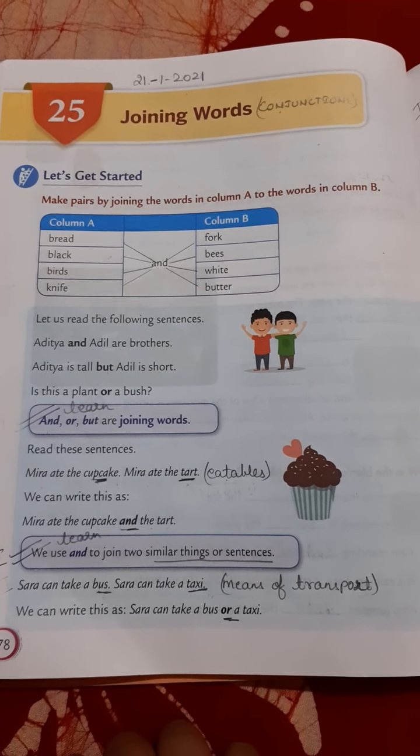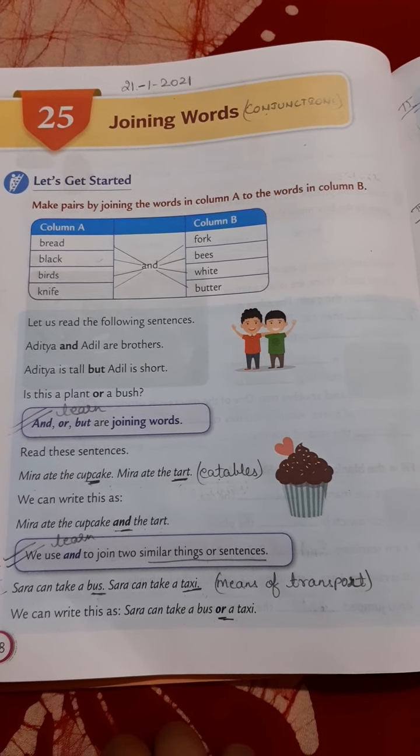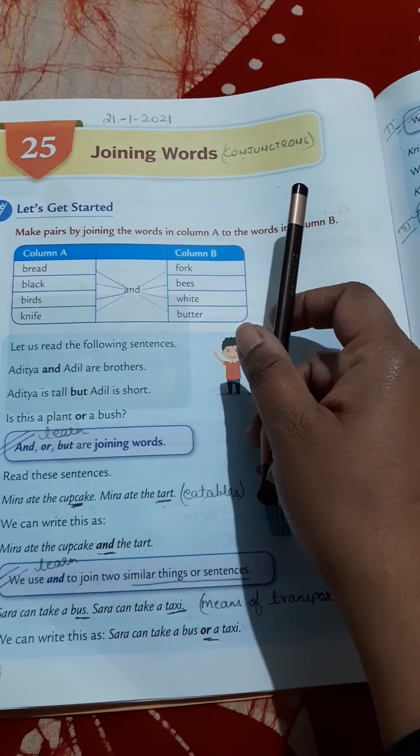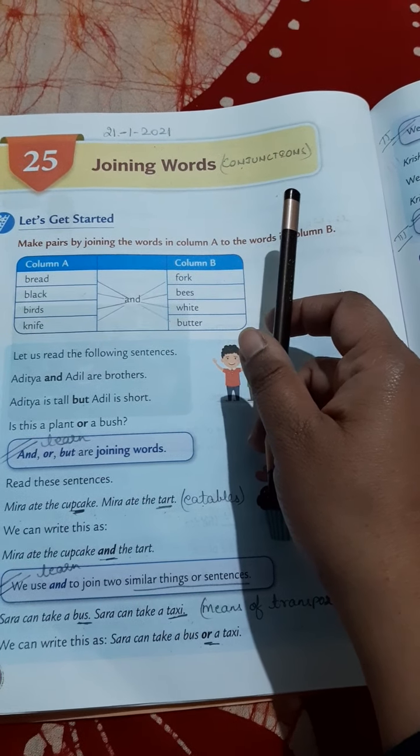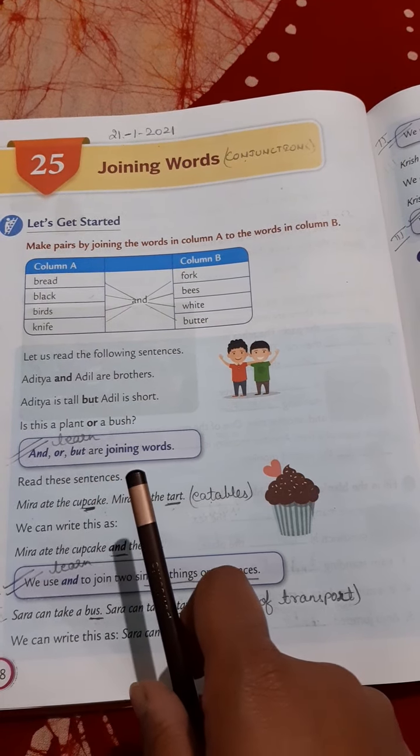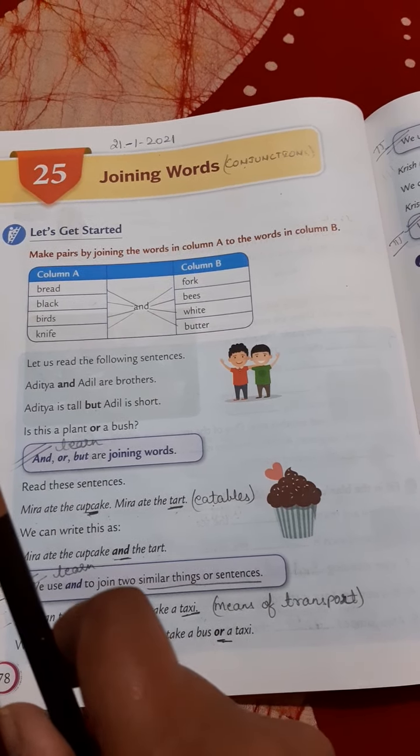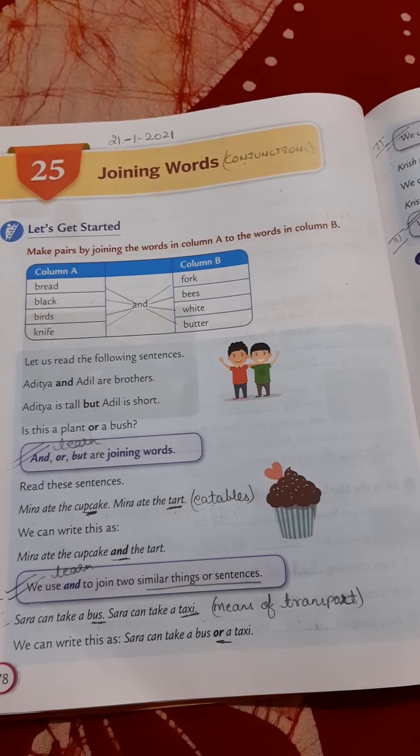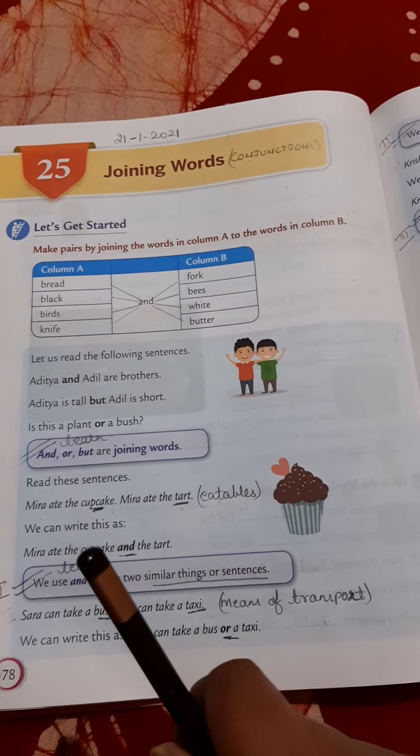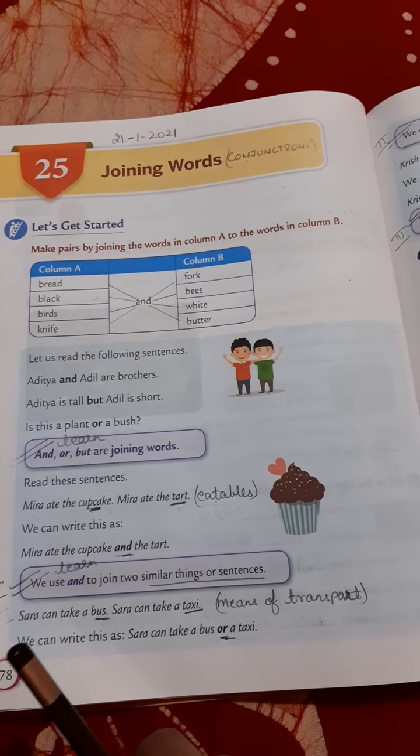Good morning, children. The subject we are going to do today is English language, and our topic is joining words, also called conjunctions. Now, the words like and, or, but, these are all joining words. Now, why do you use these? These are used when we have to join two sentences. Is that clear? Now, further, I will explain to you the use of each of these words, when we have to use them and how we use them.